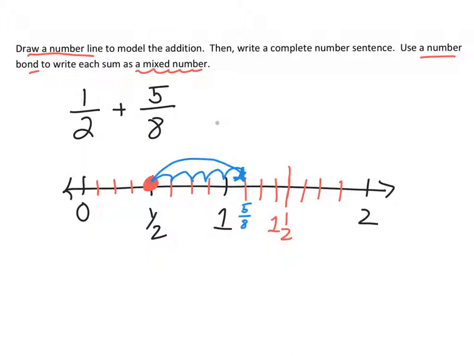Okay, so where did we end up? We ended up on this whole. So we're past the whole, and then remember, each one of these is 1/8. So now this becomes 1 whole and 1/8. That's where we landed.